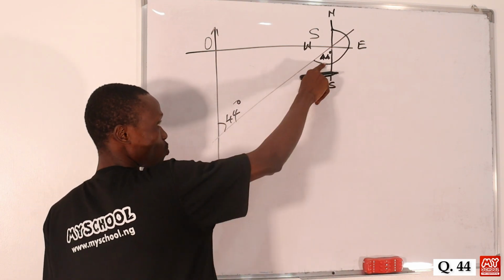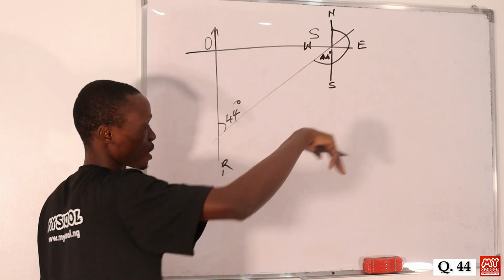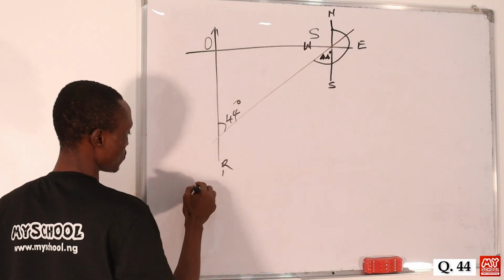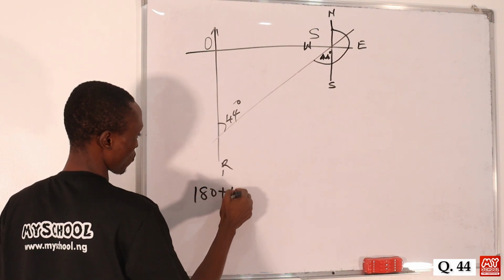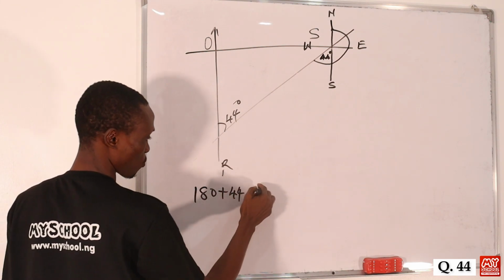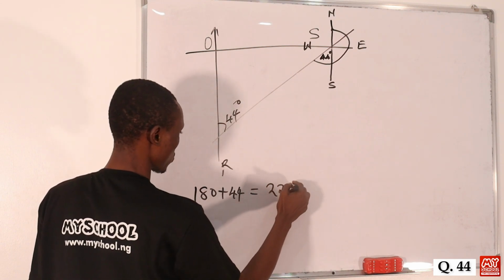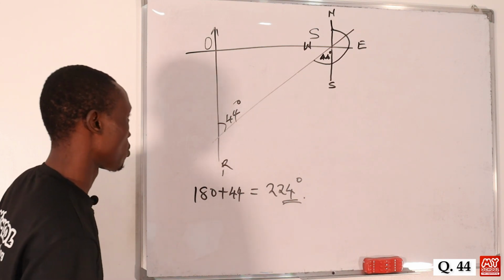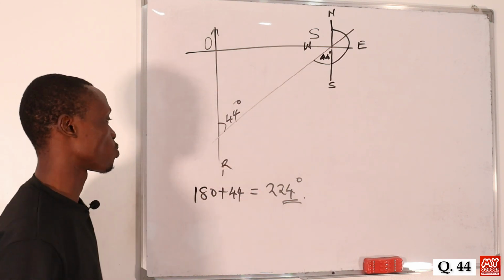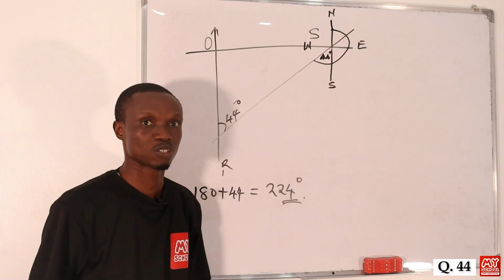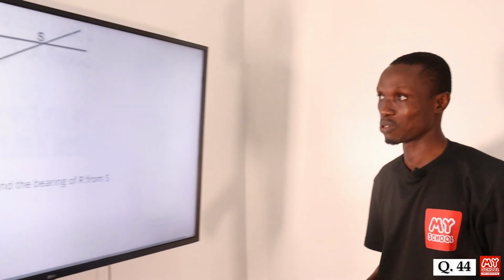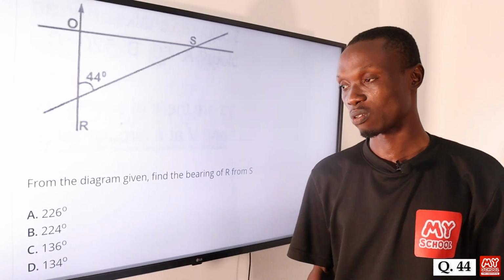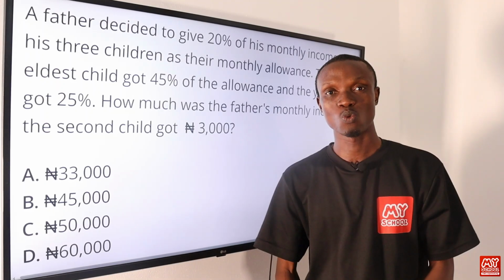To that 180 degrees, we simply add 44 so that we can get the bearing of R from S. So here we'll be having 180 plus 44. If we add 180 to 44, that should give us 224 degrees. So the bearing of R from S is equal to 224 degrees. Let's return back to the screen to pick the correct answer, and that is option B, 224 degrees.